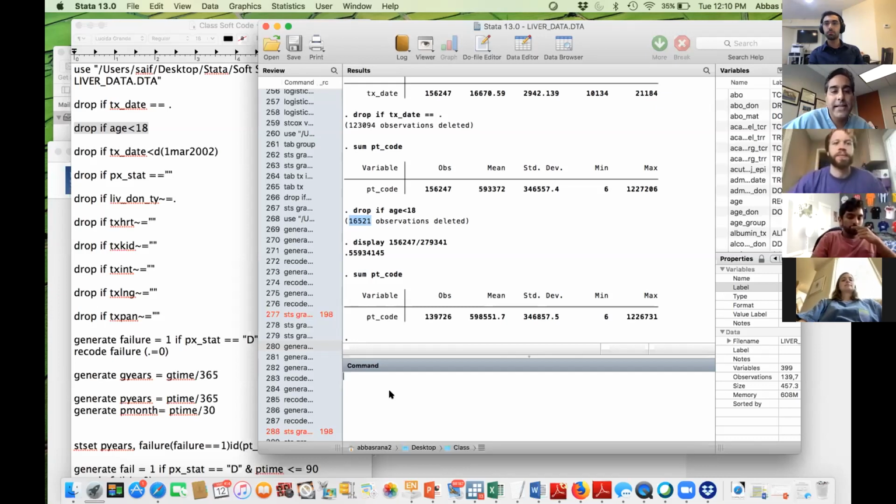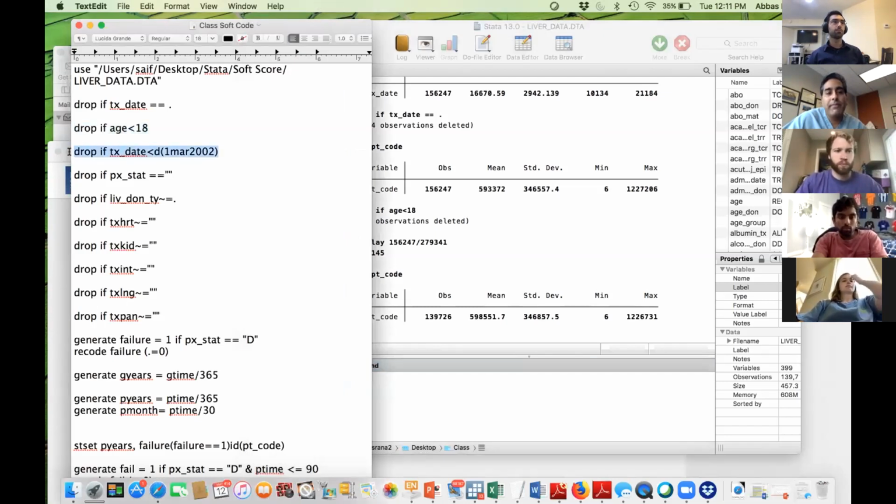So 139,000 patients. Now, the next line of code is the dates. The dates are really important because we've been transplanting since the mid-'80s till now, and there have been a lot of differences over the years, different eras. And so you want to look at a modern, contemporaneous era where the conclusions you draw will pertain or be relevant to today's practice. So I'm going to drop if the transplant date is less than 2002.